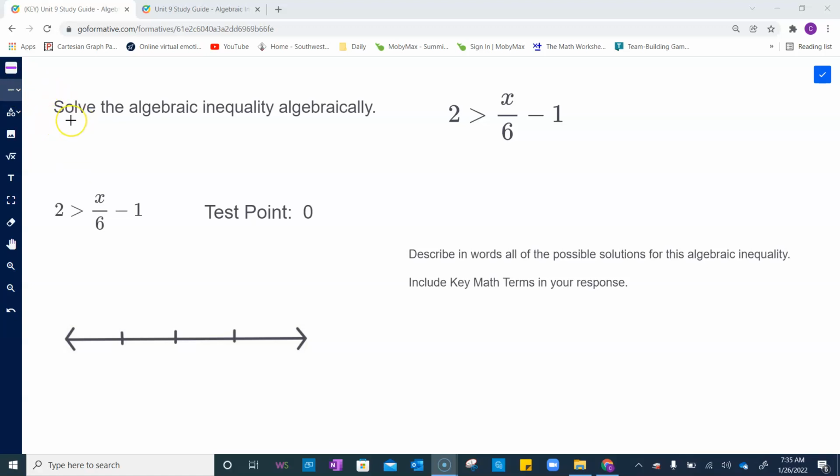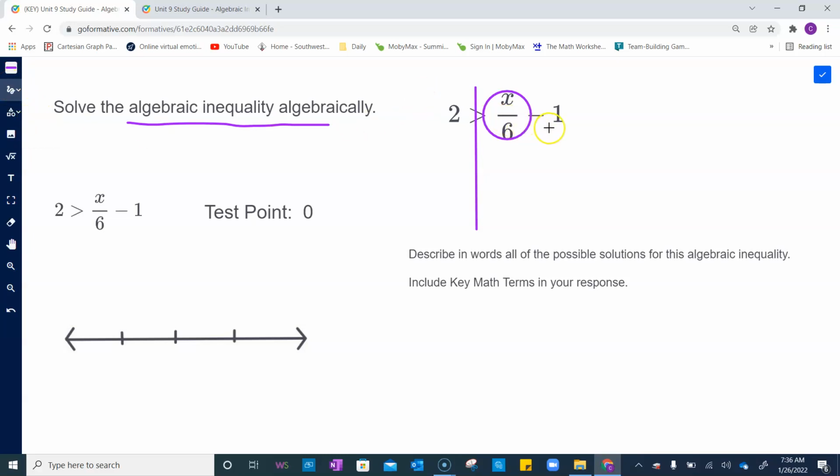All right, so the first thing we need to do for this problem is solve this algebraic inequality. 2 is greater than x divided by 6 minus 1. And we are going to start by circling the x term in the inequality, which is this right here. I'm going to just move it over. X divided by 6. That's the term we need to circle so we can see what to get rid of to start solving. And I'm also going to draw a line down the center of this inequality so I can see both expressions on either side of my inequality.